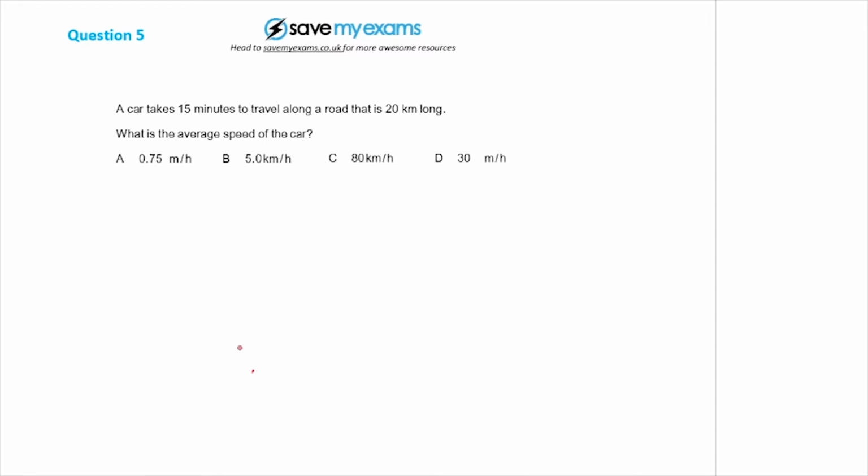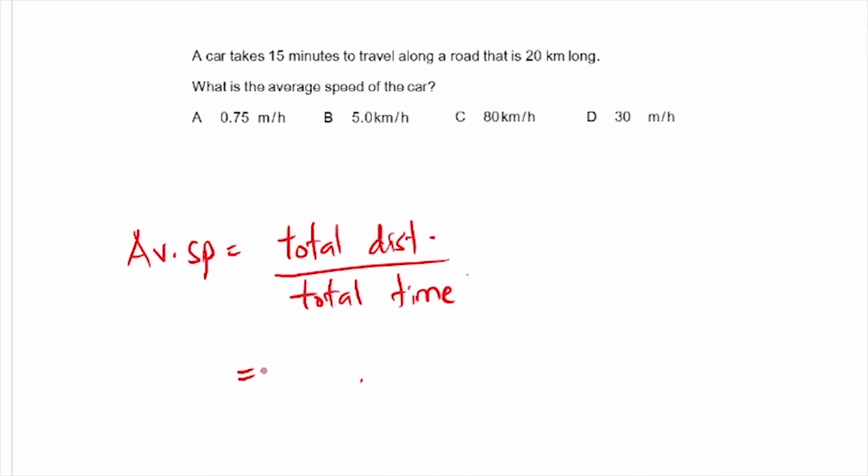Moving on to 5. A car takes 15 minutes to travel along a road that is 20 kilometers long. What's the average speed of the car? Average speed is given by total distance divided by total time. What's the total distance? A car, we're talking about 20 kilometers. Divide that by the total time. Now the total time is 15 minutes. But you realize that this is kilometers divided by minutes. Our answer is in kilometers divided by hours, kilometers per hour.